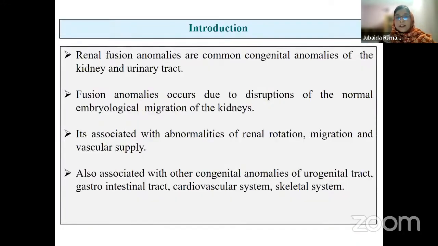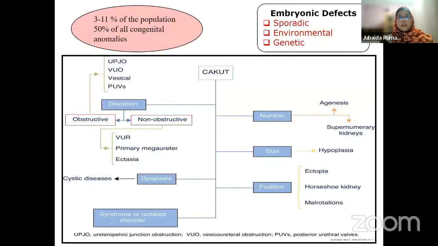Renal fusion anomalies are a common congenital anomaly of the kidney and urinary tract, mainly the upper urinary tract. These anomalies occur due to disruption of the normal embryological migration of the kidneys. Not only is there a problem in migration, there are also associated renal rotation problems and vascular supply problems. These fusion anomalies are always associated with congenital anomalies of other systems: the urogenital tract, gastrointestinal tract, cardiovascular system, skeletal system, and neurological system. CAKUT is not uncommon. About 3 to 11% of the population suffer from congenital anomalies of the kidney and urinary tract, almost 50% of all congenital anomalies.